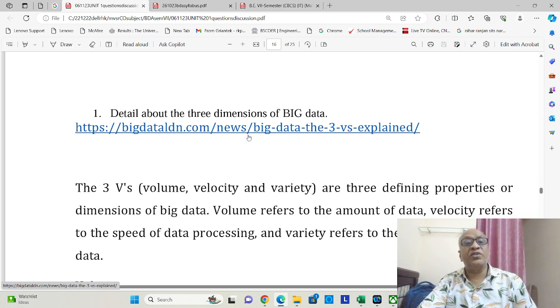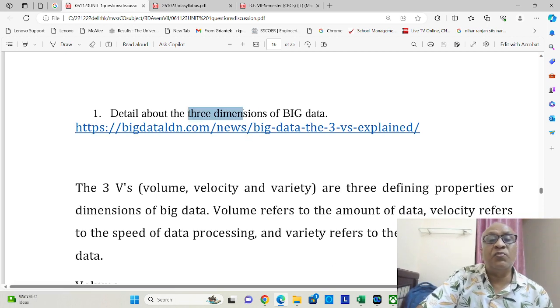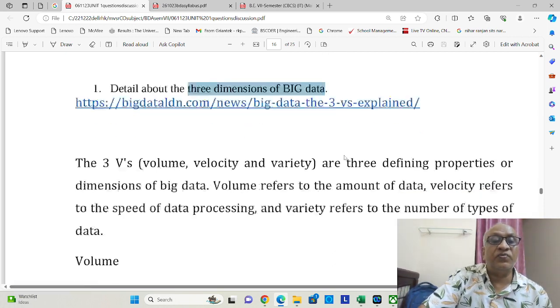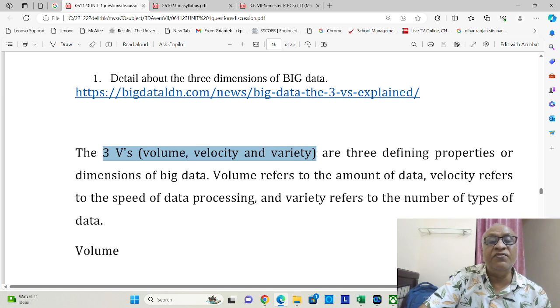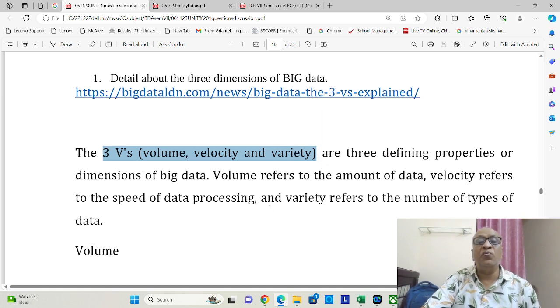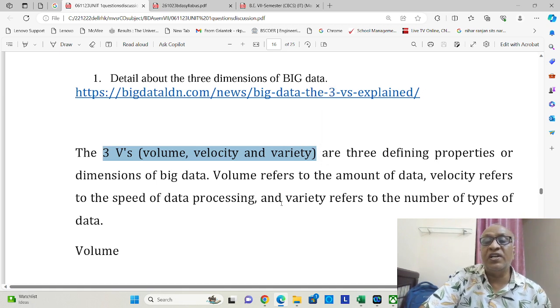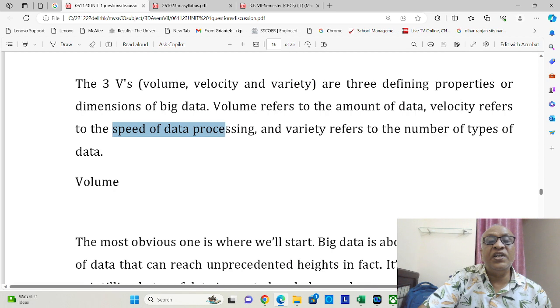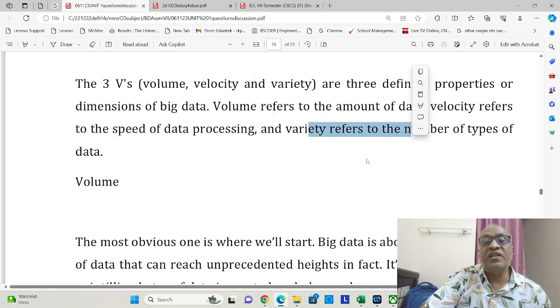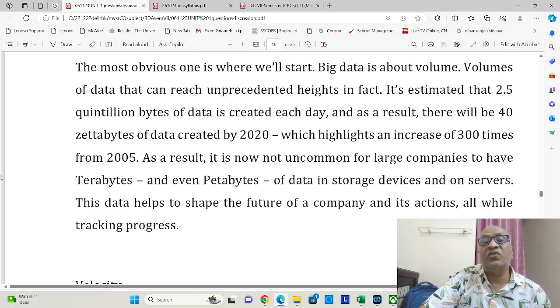The next question is discuss about the three dimensions of big data. When we speak about the three dimensions of big data, we are speaking of the three V's of big data, which is volume, velocity, and variety. Volume indicates the amount of data. Velocity indicates the speed of data processing. Variety indicates the types of data.